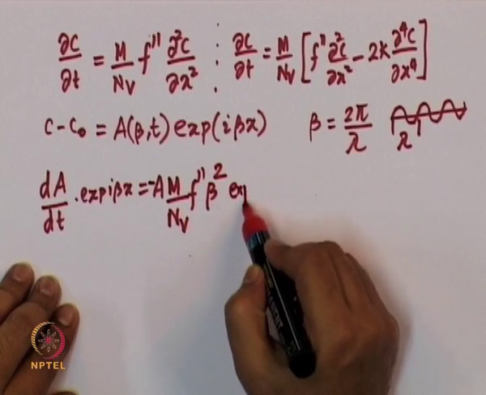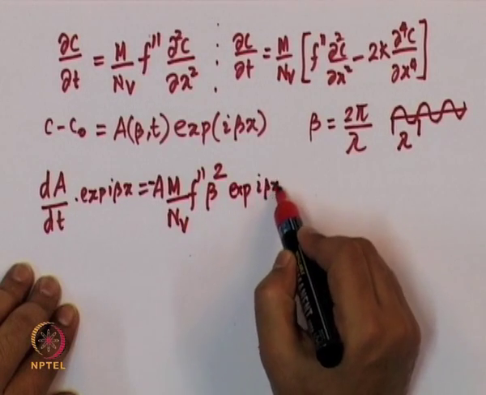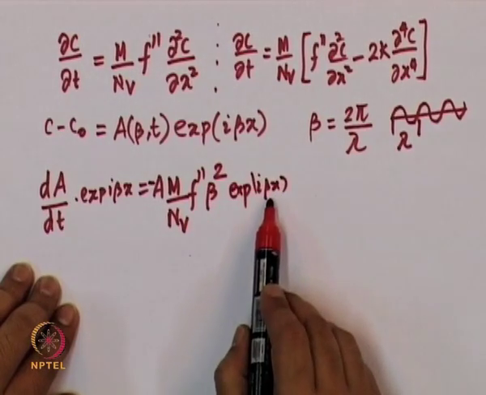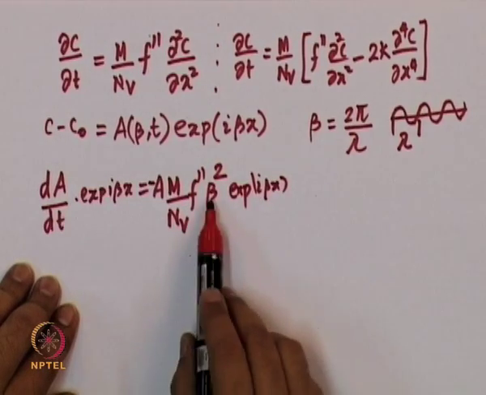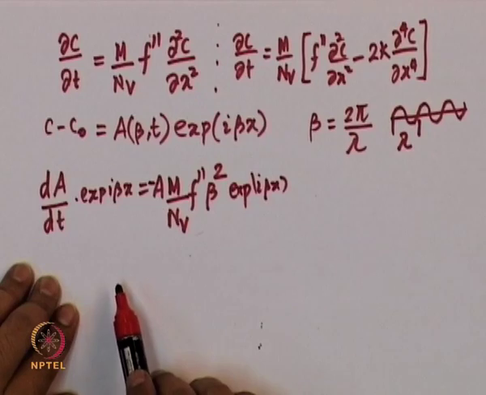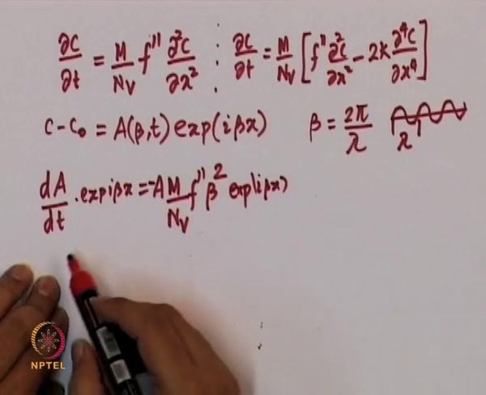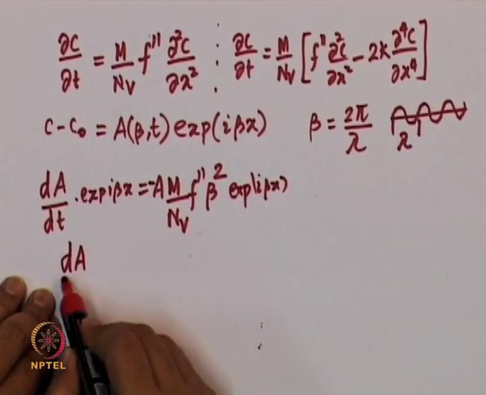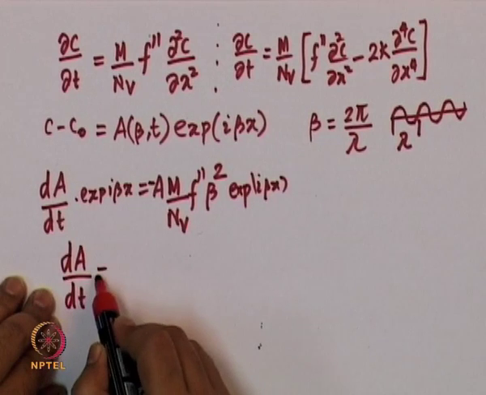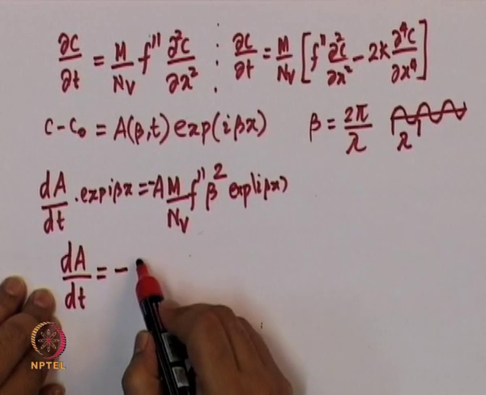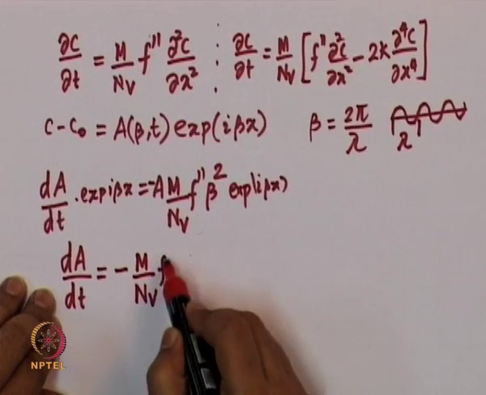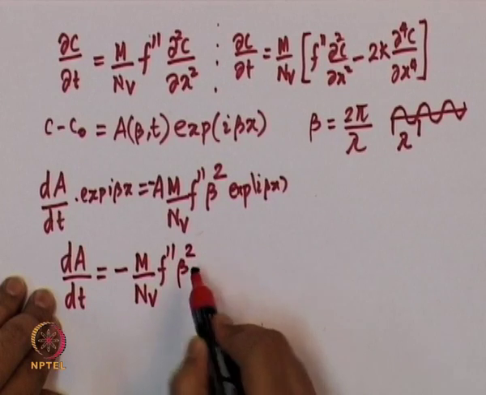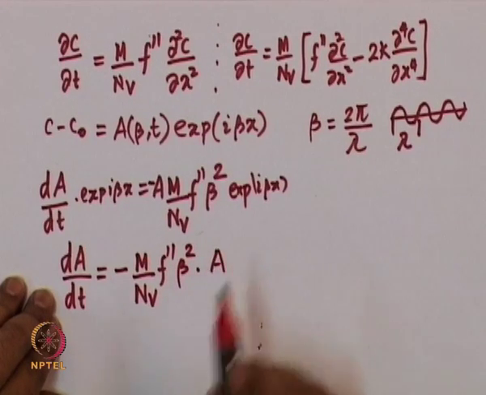and exponential iβx, because remember when I differentiate with respect to x, I get iβ exponential iβx, and another iβ comes. That is what gives minus i squared. So, this 2 goes away. This basically means that dA/dt is equal to minus (M/N_v) f'' β² times A.